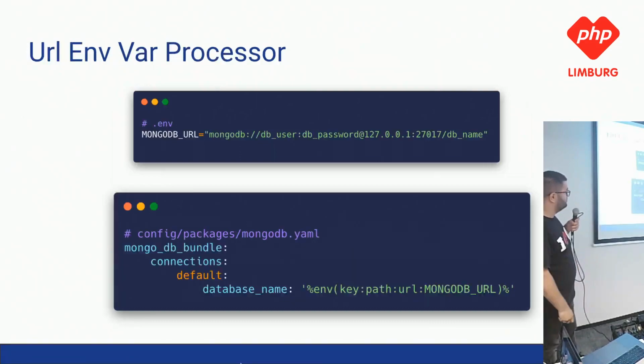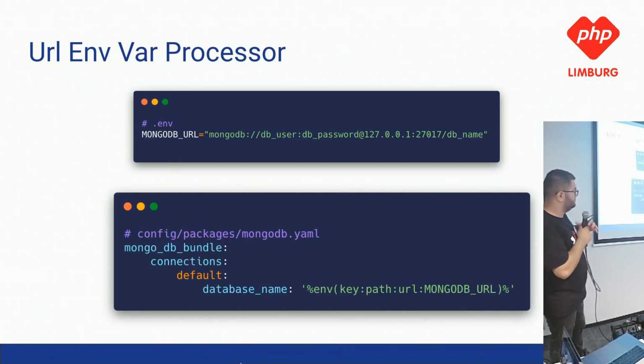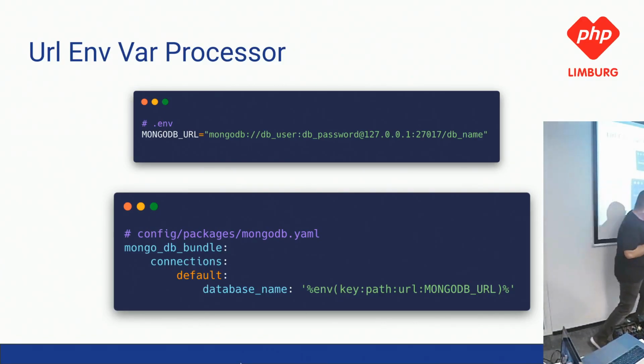This is another cool improvement in the dependency injection component. There is a URL environment variable processor. So URL environment processors are basically processors that will process those things.